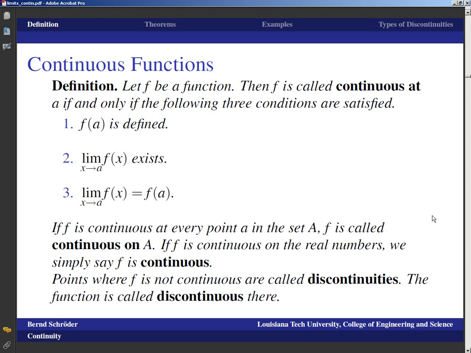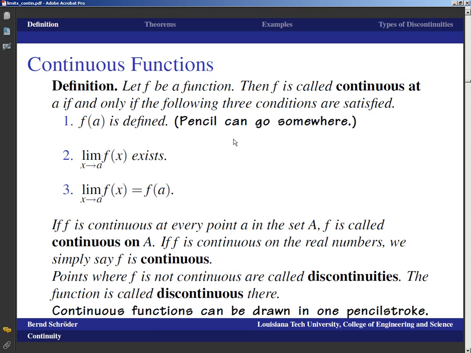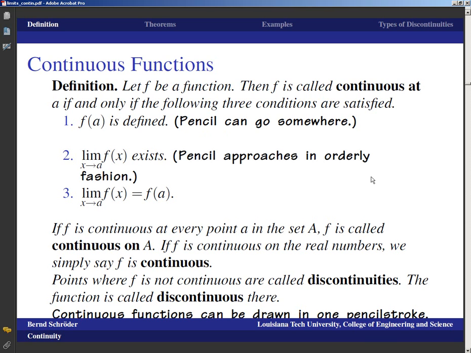Now, that's a bunch of vocabulary. We've seen that before, but is there graphical meaning in it? Well, there is. Basically, the idea is that continuous functions can be drawn in one pencil stroke. If a function is continuous on the real line, well, then basically the f of a being defined means that no matter what we do, the pencil can always go somewhere as we draw the function. Second of all, the existence of the limit means that whatever point we approach, the pencil approaches in an orderly fashion, and that means we don't have to stop to incorporate a jump, a vertical asymptote, or some kind of an infinite oscillation.